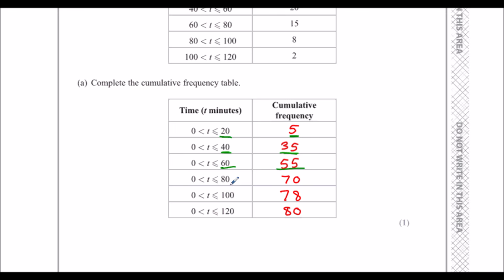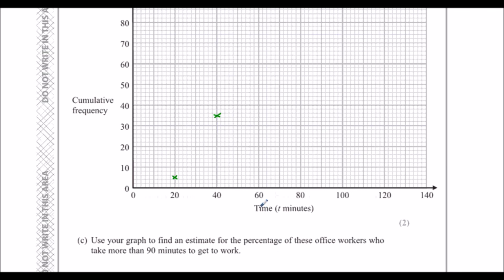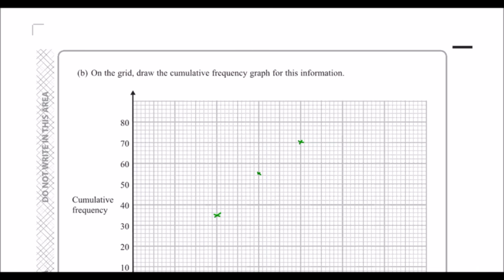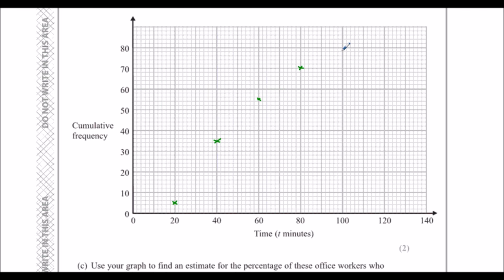60, 55, 80, 70. And finally 2 more. 100 against 78. 120, 80. And then we're going to join them up.